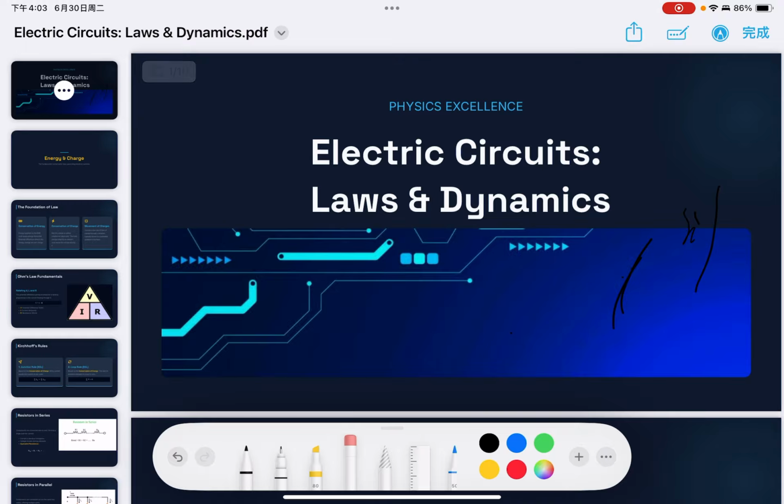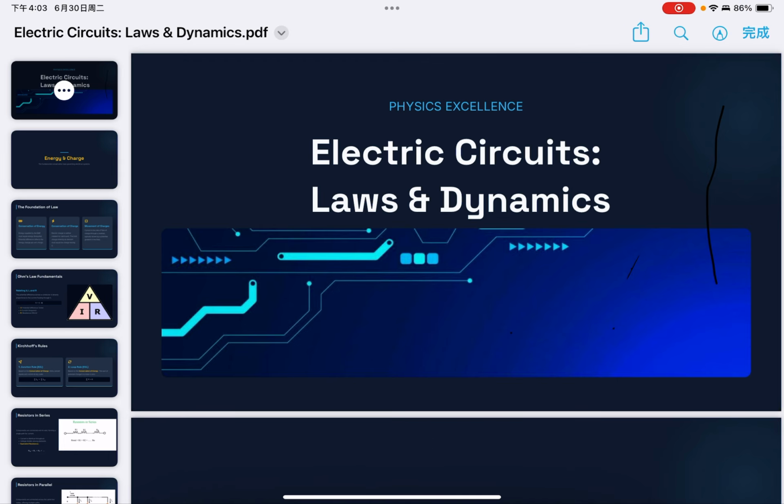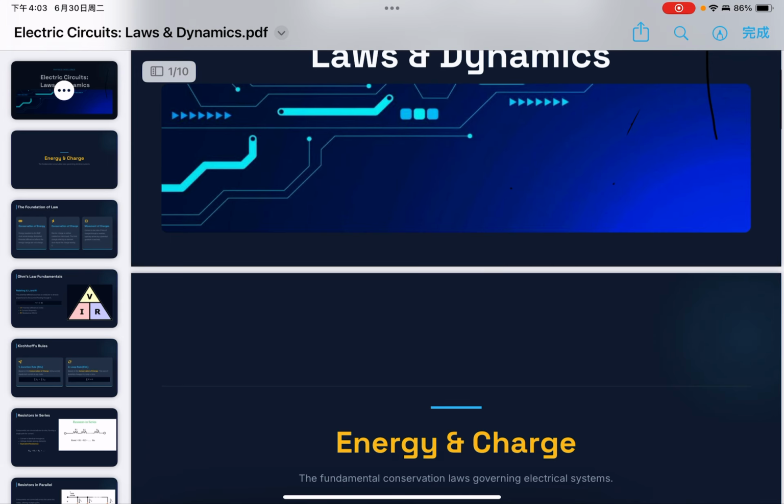So today I'll be going over the electric circuits laws and dynamics unit. This is an overall simpler unit, resulting in very few actual calculations.